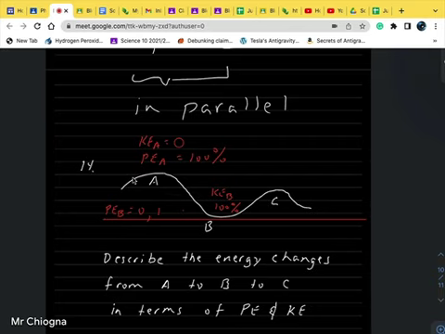And then C, I'm making numbers up. It's about the halfway point, 50%. Therefore, because it's halfway up to where you started from, it's 50% potential, and therefore 50% kinetic. What's happened to the kinetic energy as you went from B to C? Decreases. And what happened to the potential? Increases. Yeah, that's all I wanted.